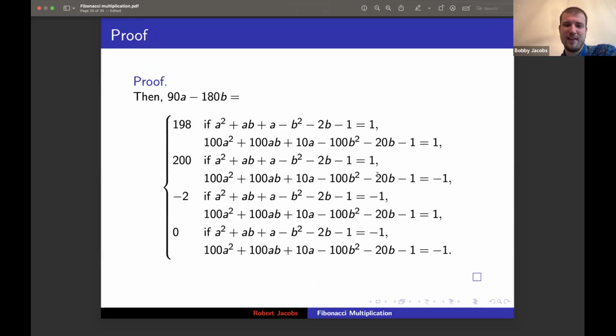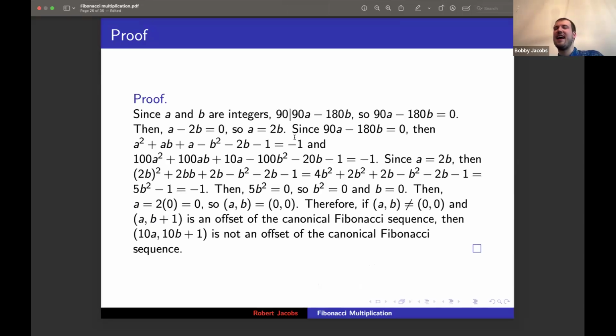Then we can actually get rid of the 99 and just say that 90A minus 180B is 198 if they're both 1, or 200 if the first one's 1 and the second is negative 1, and negative 2 if the first one's negative 1 and the second one's 1, and 0 if they're both negative 1. Well, since A and B are integers, 90 has to divide 90A minus 180B. So the only possibility out of those that is divisible by 90 is that 90A minus 180B is 0. So that means A minus 2B is 0. So A is 2B. And so we can now plug in 2B into these equations.